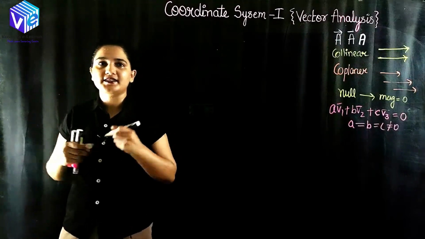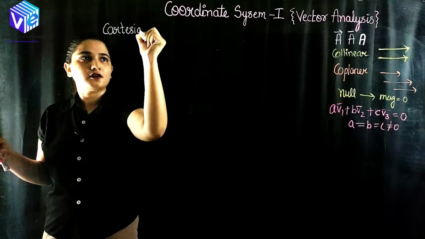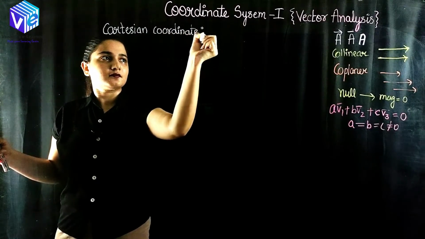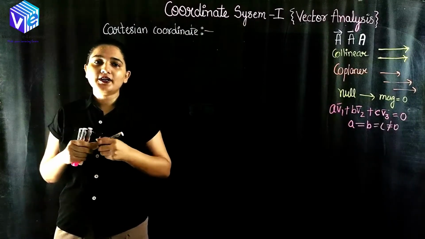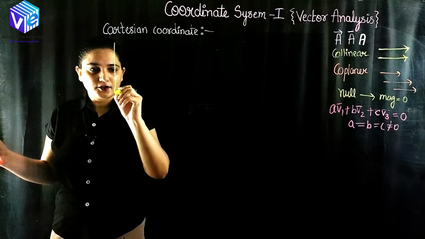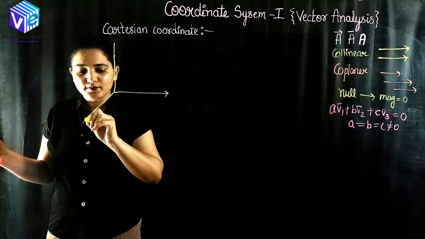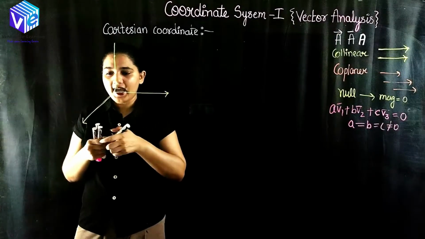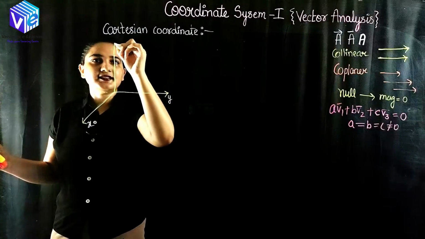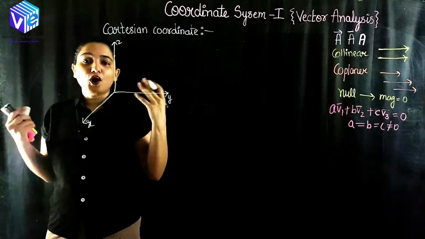Now moving to the Cartesian coordinate. What is a Cartesian coordinate? We have a three-dimensional vector. So a three-dimensional vector is represented by three axes which are perpendicular to each other. So I have the x-axis, y-axis and z-axis, which are mutually perpendicular to each other, because this is a type of orthogonal system.